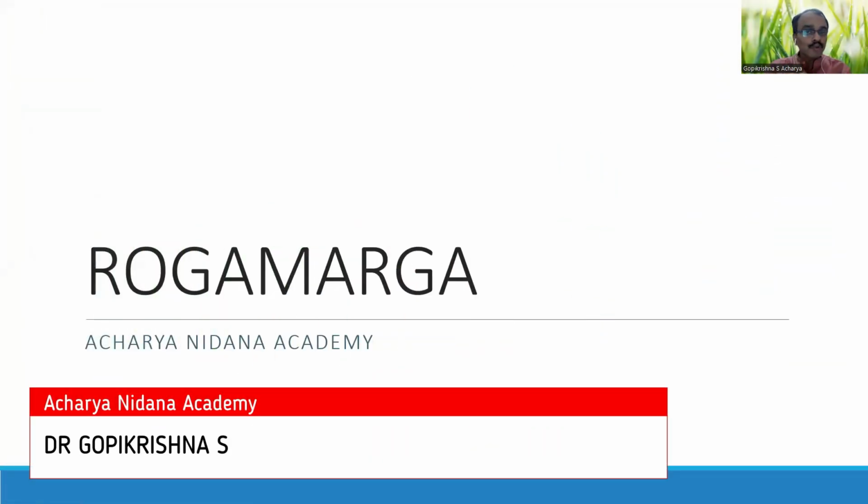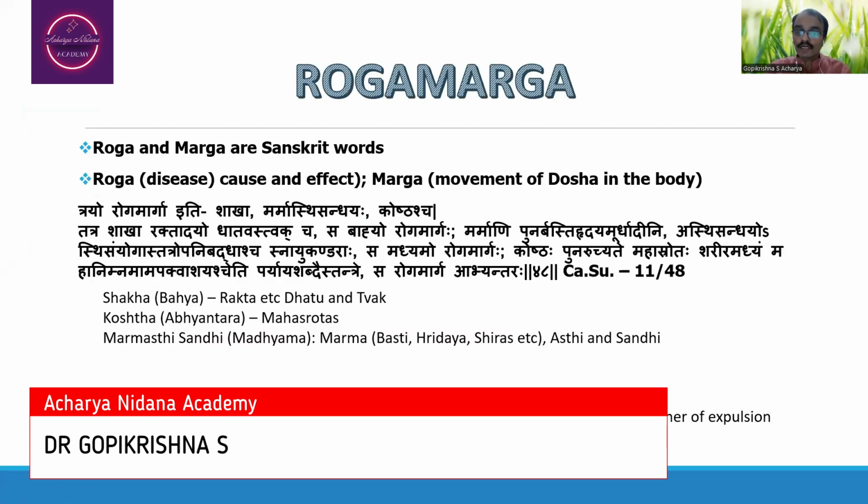Rogamarga is one of the very important concepts of Roga Nidana, or what we can say Ayurveda diagnostics. It comprises two Sanskrit words, Roga and Marga. The term Roga means Rogastu Dosha Vaishamyam, that is, any kind of imbalance observed in the dosha or bioenergy, whether Vata, Pitta or Kapha bioenergy, which is responsible for the manifestation of Roga, that means any kind of discomfort observed.